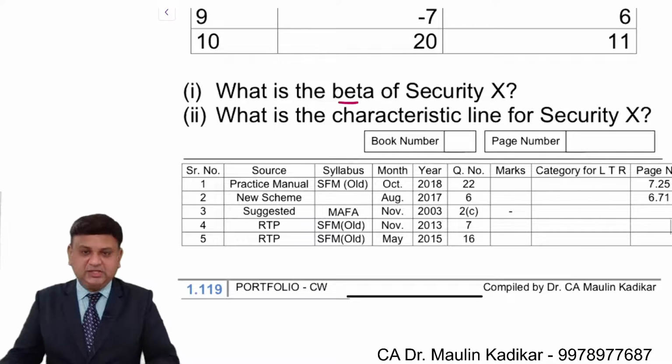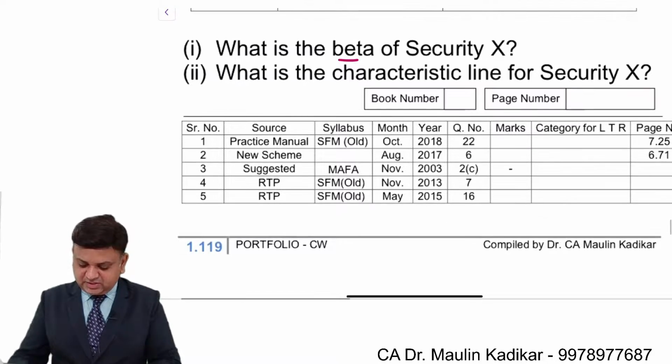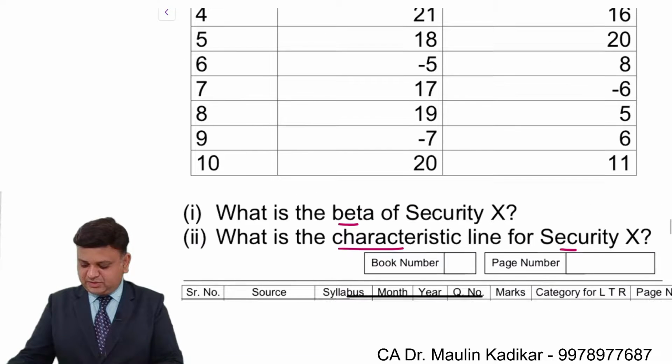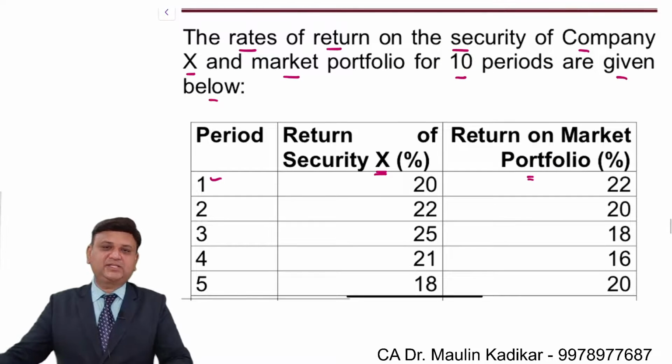The first question is, what is the beta of the security X? And the second question is, what is the characteristic line of the security X? That is the question. I request all of you to go through the question and then we'll discuss how to do it.